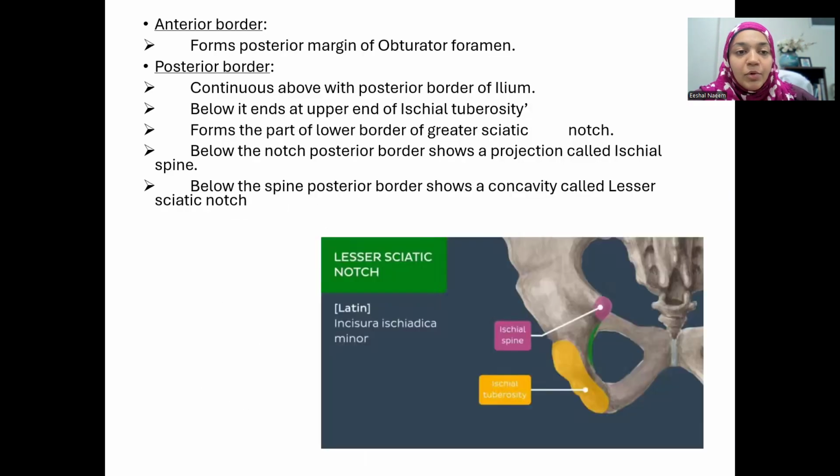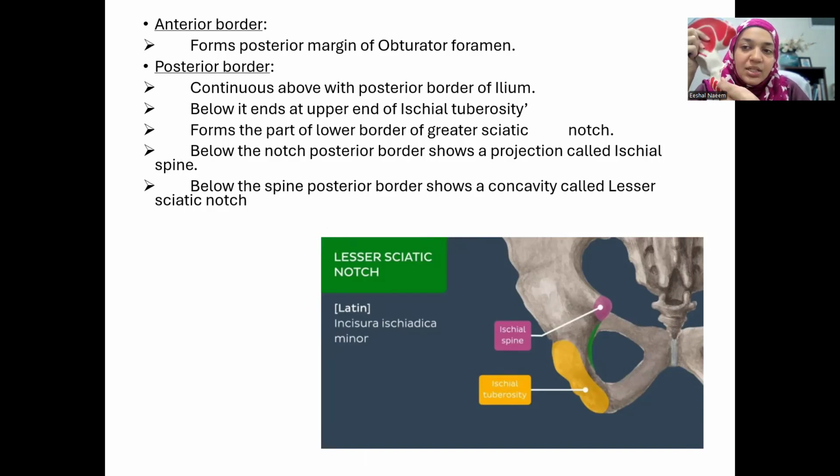Okay. Moving on, it has an anterior border and posterior border. When we talk about the anterior border, it forms the posterior margin of the obturator foramen. This one, this is the anterior border of the ischium bone, and then a posterior border which is continuous above with the posterior border of the ilium. So this is the posterior border of the ilium, right? This was the posterior superior spine, posterior border. So this posterior border is continuous with the posterior border of the ischium bone, right? And below it, it ends at the upper end of ischial tuberosity. This is the ischial tuberosity.